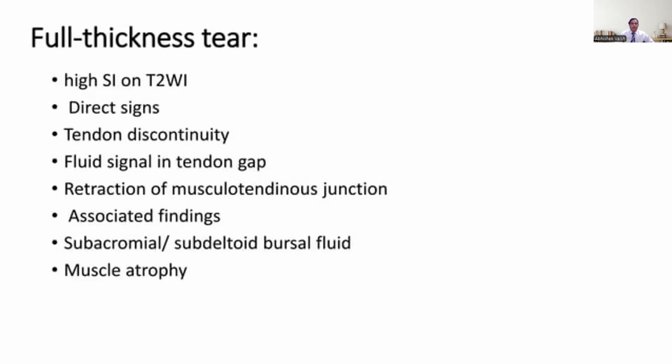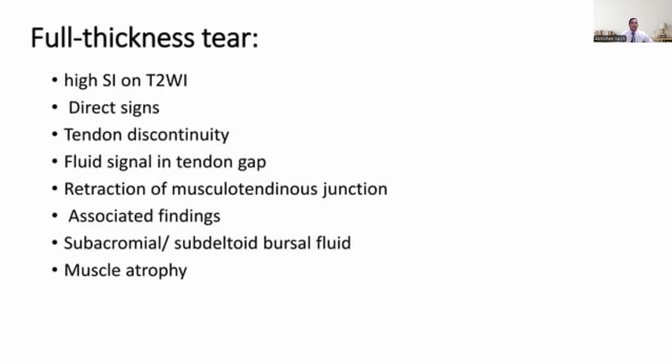So what does a full thickness rotator cuff tear look like? It shows high signal on a T2 weighted image. This is a direct sign showing a full thickness tear. You see the tendon discontinuity. It can either be at the enthesis or the musculotendinous junction. Then there could be retraction.